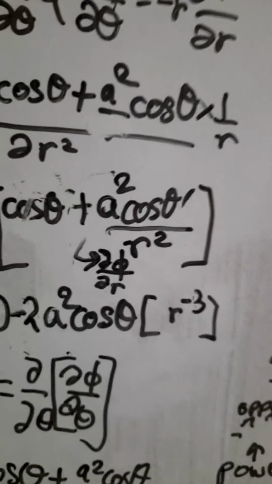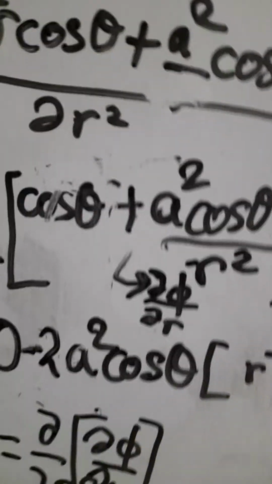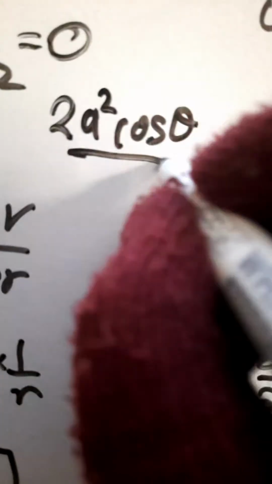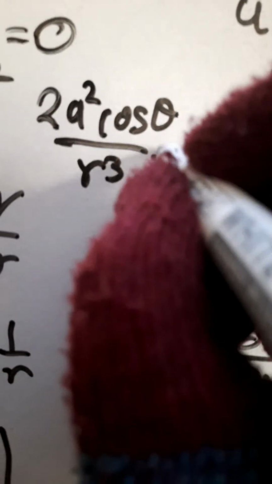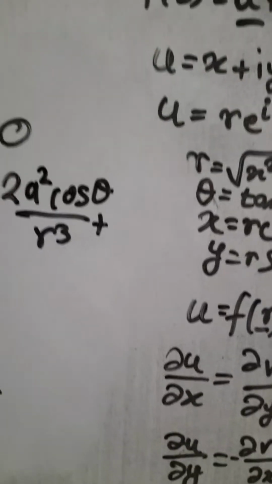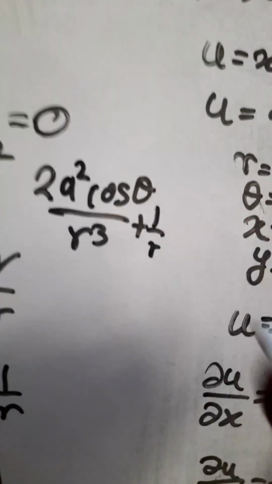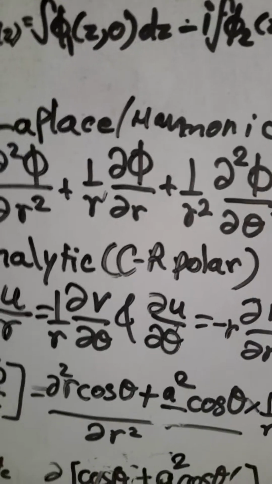So what is it? Let's take this. This would be 2a square cos theta by r cube, and 2a square cos theta by r cube, plus 1 by r is here, 1 by r. Now del phi by del r.